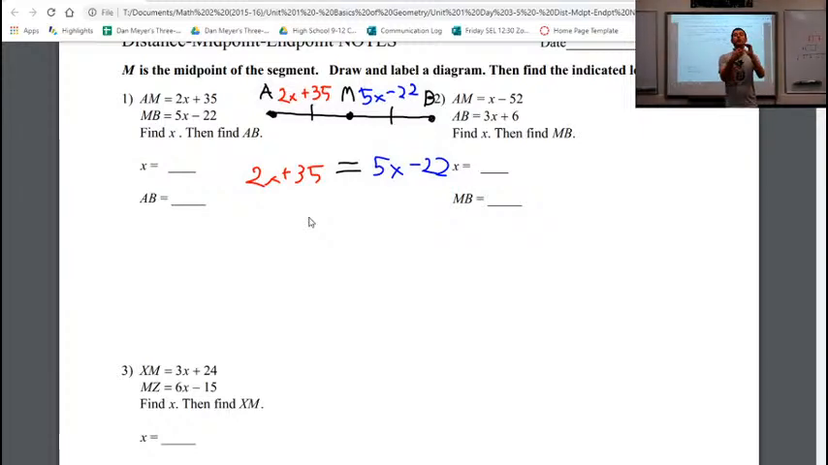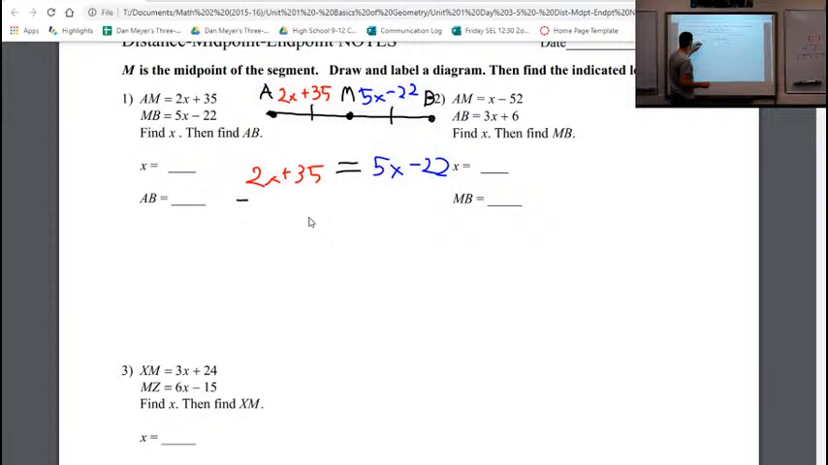Remember I said your equations should always be grounded in the geometry in the diagram. If you're setting these 2 things equal to each other, you should be able to point in the diagram and tell me, here's how I know these 2 are the same. Let's solve the equation.